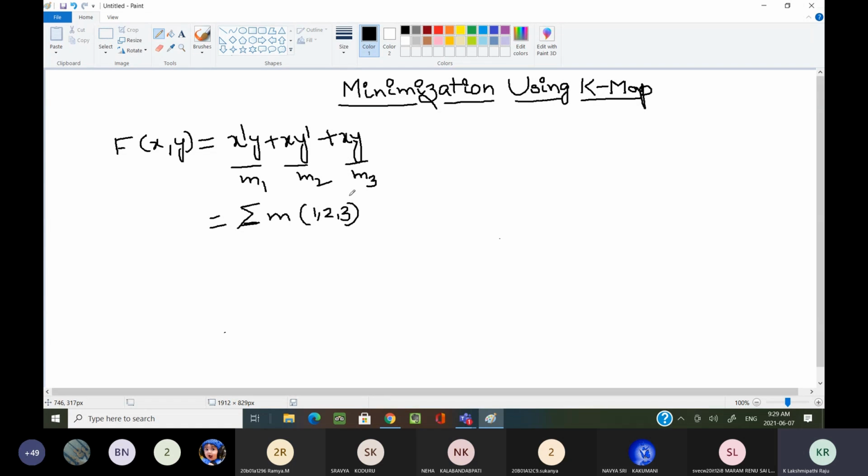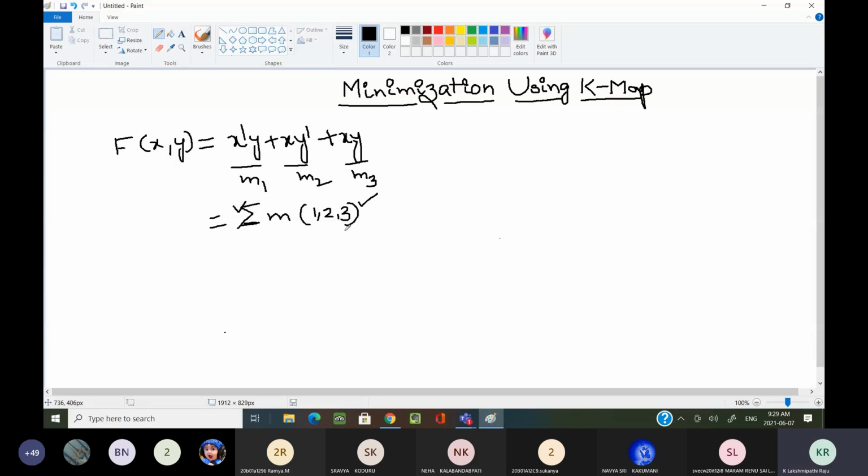Why? Because whenever you are solving problems from the examination point of view, or while working in your notebook, sometimes you may find the expression in this format. If you find the function in this format, definitely the function is in canonical standard form.